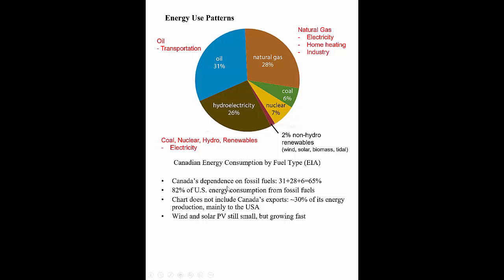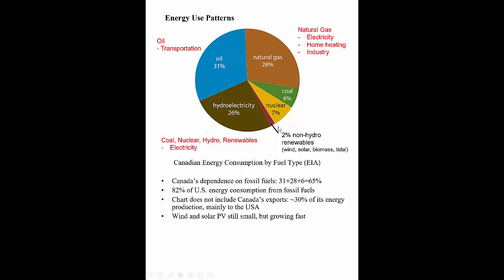So if you add up Canada's fossil fuels, the oil, natural gas, and coal, you get around 65%, which is significantly lower than the United States, where about 82% of its energy consumption comes from fossil fuels. I would say the world is somewhere in that neighborhood too. We're quite lucky. The reason we're a little bit lower on our fossil fuel dependence is because of our abundance of hydroelectricity in Canada. Just as a detail, I mentioned earlier that Canada exports about a third of its energy production and most of that goes to the United States. This chart doesn't include energy production, so it doesn't include the exports. It's just the consumption at the country level.